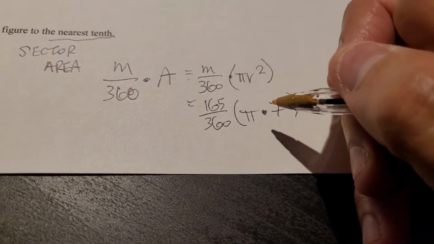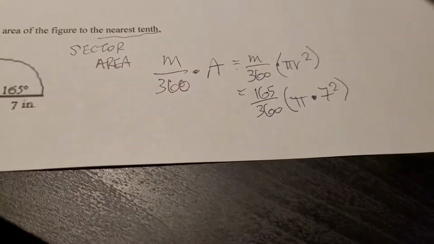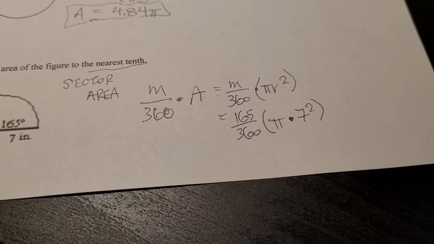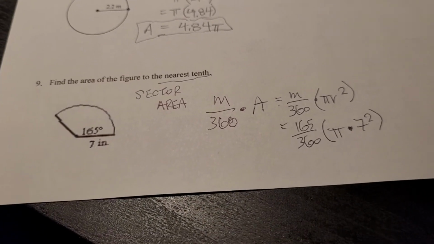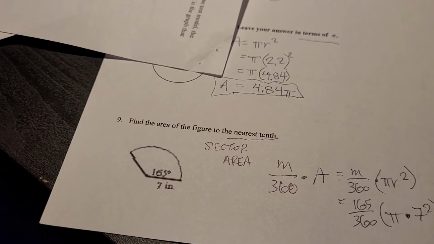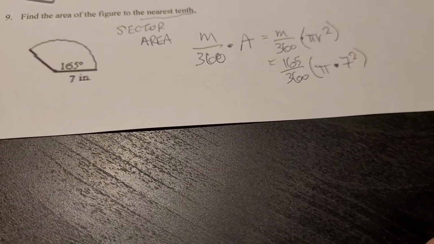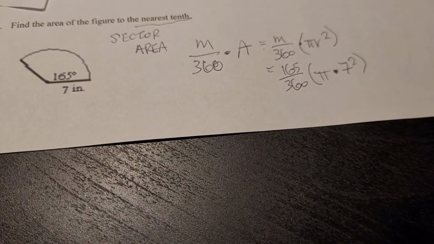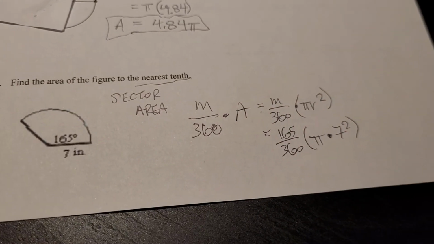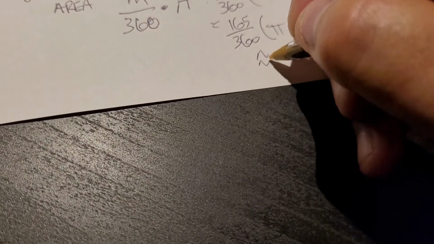Of course, 7 squared is 49, so I'm just saying 165 over 360 times pi times 49. When we put this in a calculator, we're going to wind up with 70.554935 and change. Because they just wanted it to 1 decimal place, I'm going to round this, and I'm going to say that this is going to be approximately.